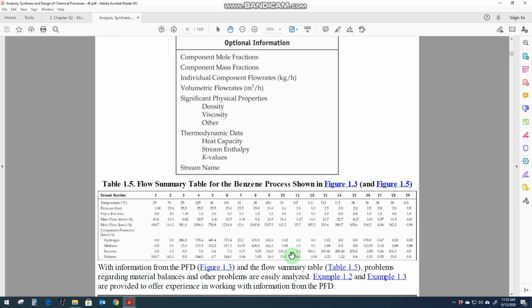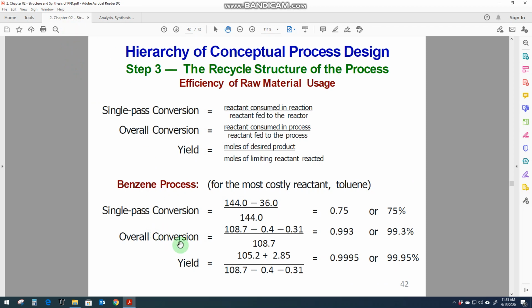Now from Table 1.5 you will get the values for the toluene flow rate in the inlet and in the outlet around the reactor, and the overall conversion, and then we will see what the single pass conversion, overall conversion, and the yield are. Okay, so in the single pass conversion, 144 kmol per hour is the toluene flow rate inlet to the reactor, and then 36 is the moles of toluene that is coming out of the reactor, relative to the total moles of toluene going into the reactor. So we can solve this one and it comes out to be 75%.